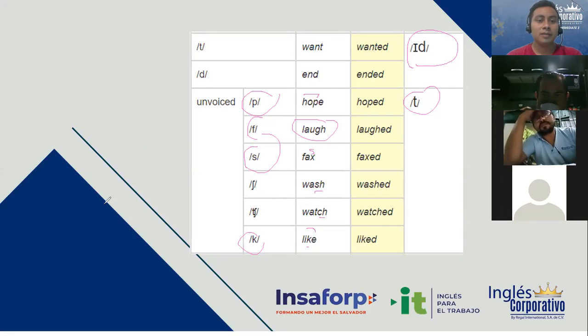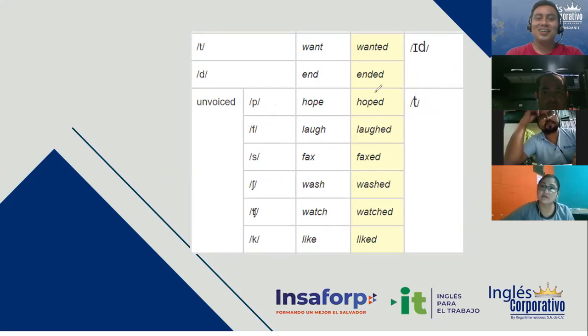Can you think of any example with the D sound? Because there are three sounds for the ED. Answer. Exactly. So I like that one. Let me write it right here. Because she said answer. See, answer. What is the last sound? Is the R sound. The R is not here. Therefore, the ED is answered.